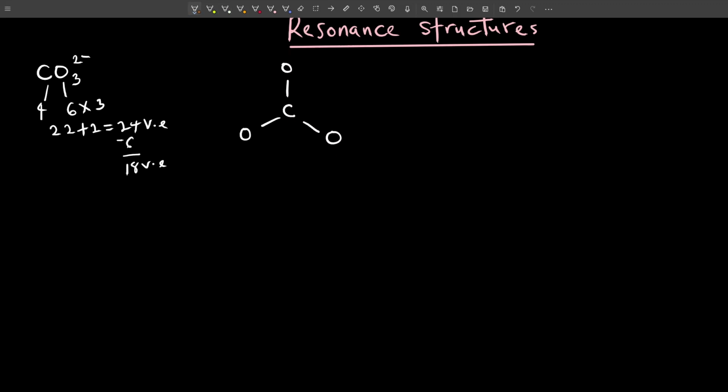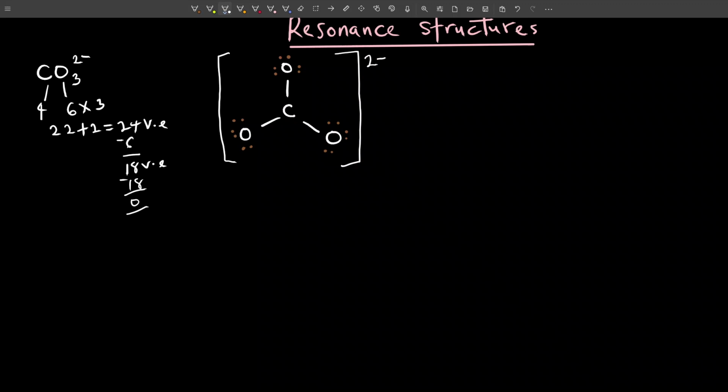Okay, so we assign them now to the terminal atoms. So I've assigned 18 valence electrons now in total. So subtracting 18 from this, 18 minus 18, we get 0. So this should be the Lewis structure for CO3 2-. Of course, because of the minus sign, we have to put this in brackets like this and put a 2- up here. That is an ion.